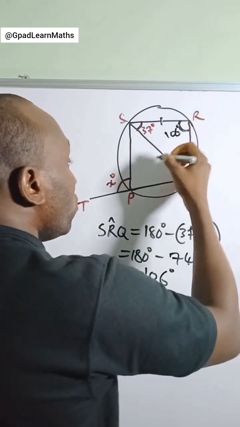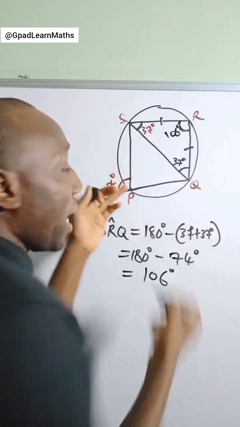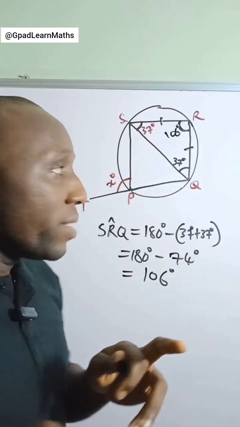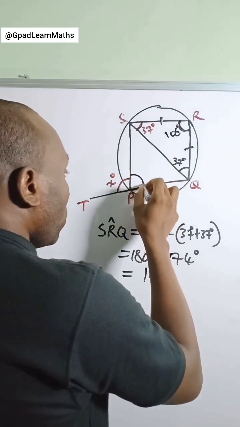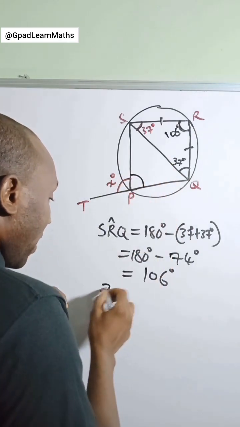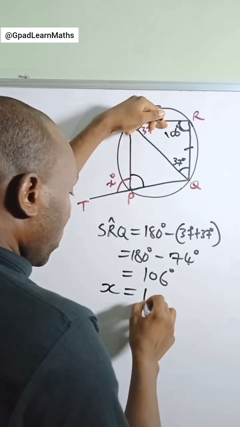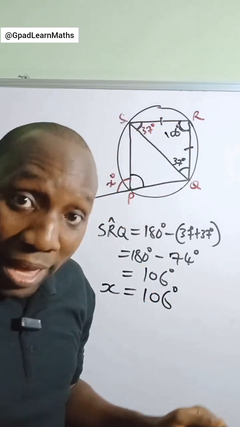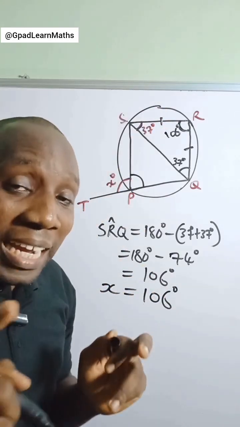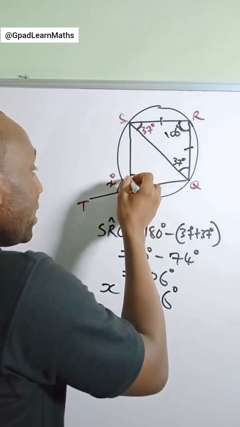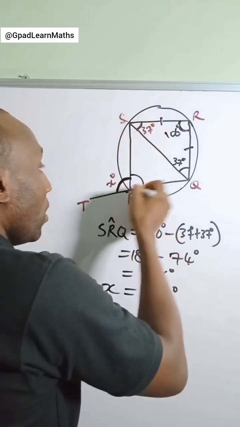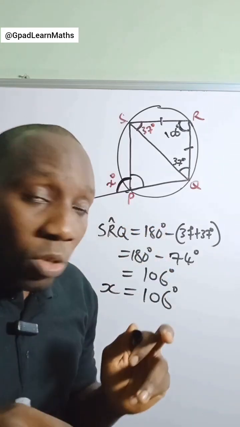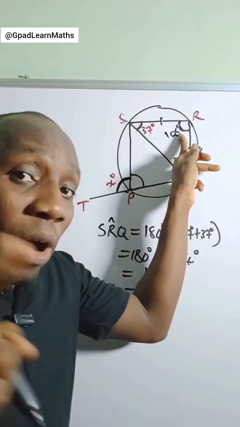And like I told you, the opposite angles add up to 180 degrees. But do you know I don't even have to find this angle? I can easily just get X. X here is equal to 106 degrees. Why, you may ask? Now, for a cyclic quadrilateral, the exterior angle, this X is an exterior angle to this quadrilateral, is equal to the opposite interior angle.